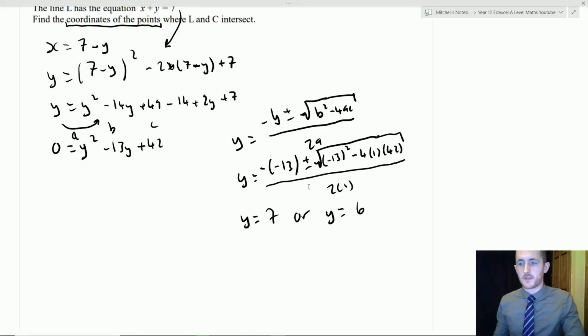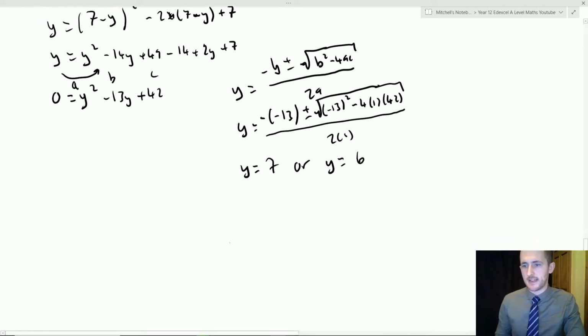Okay. Now what we want to do is sub it into this initial equation I had here. x is 7 minus y, to find out what x is. So we have x is equal to 7 minus 7, because again it was 7 minus y.